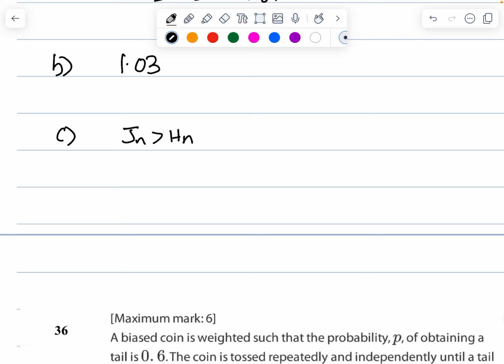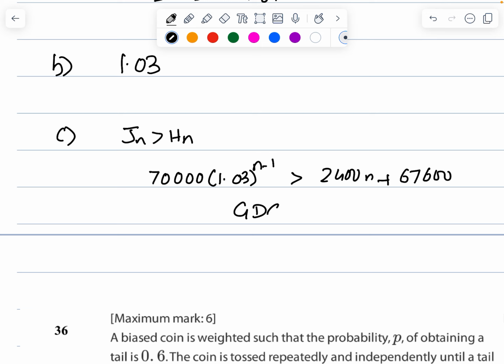Jn is nothing but what? Draw the graph for Jn: 70,000 times 1.03 to the power of n minus 1 is greater than Hn, whose formula was 2400n plus 67,600. Find the point of intersection by using the GDC. You will be able to get the answer as 10.8, which rounds up to 11 years. That's going to be the answer. So this is a method mark and an accuracy mark.